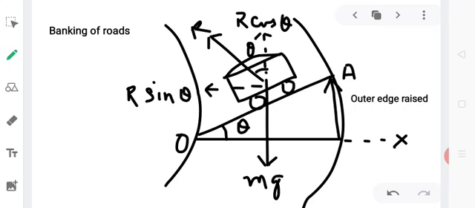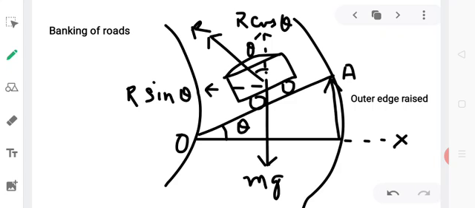Let's come to the next important topic, banking of roads. Just now we discussed that the maximum permissible velocity with which a vehicle can go around a level curved road depends on mu, that is the coefficient of friction between the tires and the road. The value of mu decreases when the road is smooth or tires of the vehicle are worn out or the road is wet and so on. Thus, force of friction is not a reliable source for providing the required centripetal force to the vehicle.